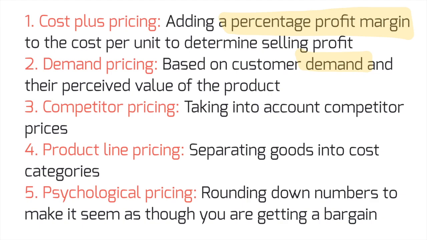Competitor pricing is looking into your competitor prices. So if they have their products set a bit cheaper than yours, you may lower your prices to attract new customers and switch brand loyalty. The fourth is product line pricing, and this is basically separating the products that you have in your product family into cost categories. And what these cost categories do is that it divides products into different features and different qualities. And of course, higher quality products would have higher prices. And the last is psychological pricing, and this is rounding down numbers. And this makes it seem like you're getting a bargain. So examples could be like $99.99 or just rounding down that 1 cent.